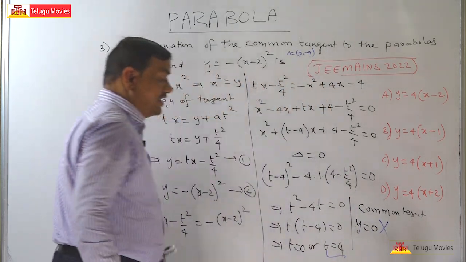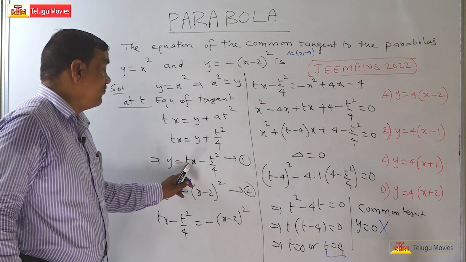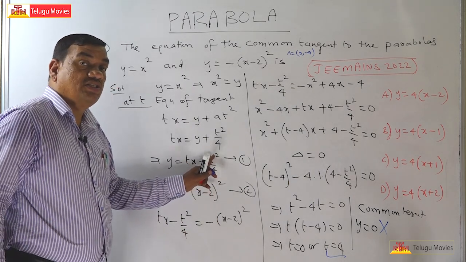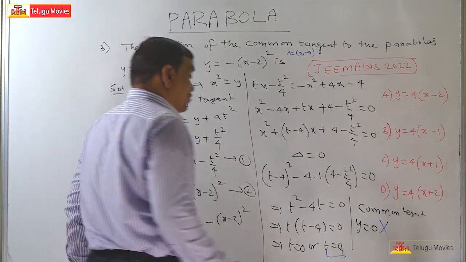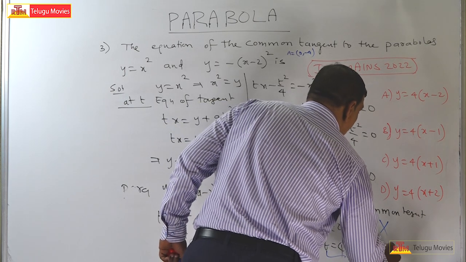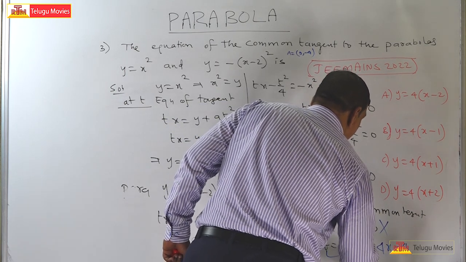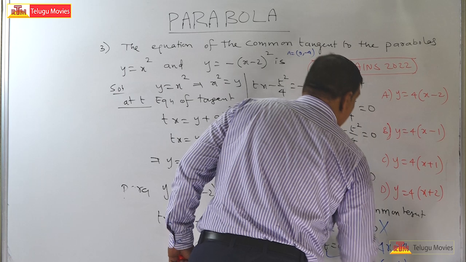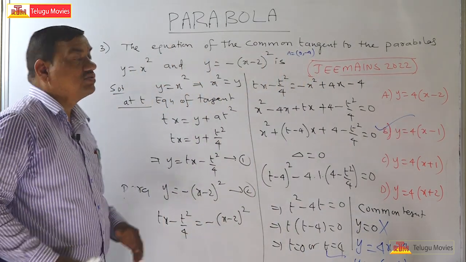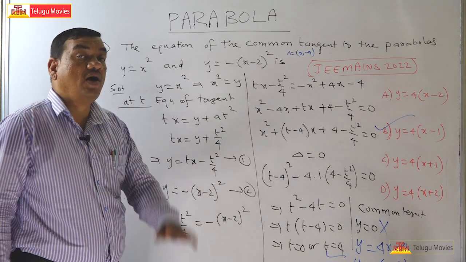Now let us take t is equal to 4. Substitute here 4. 4x minus 4 square, 16 by 4, that is equal to 4. So therefore y is equal to 4x minus 4. If you take 4 common, x minus 1, therefore y is equal to 4 times (x minus 1) is the equation of the common tangent.